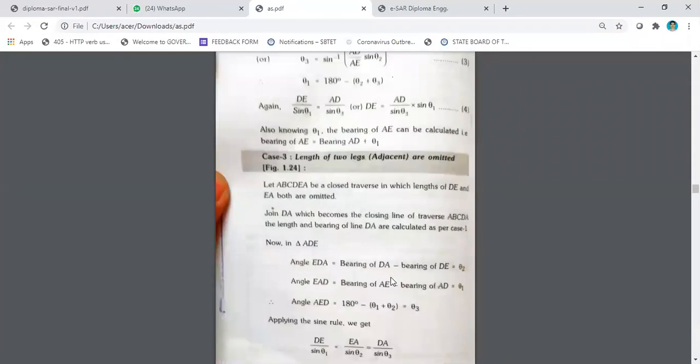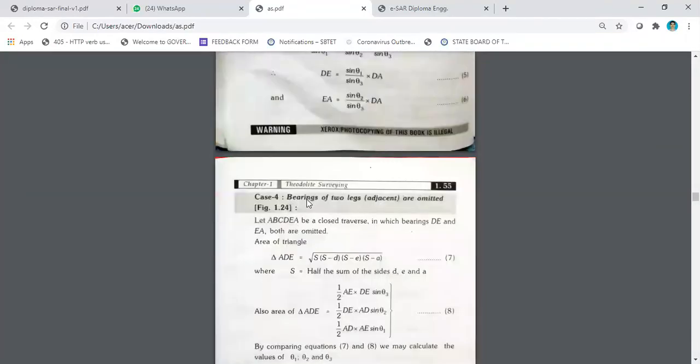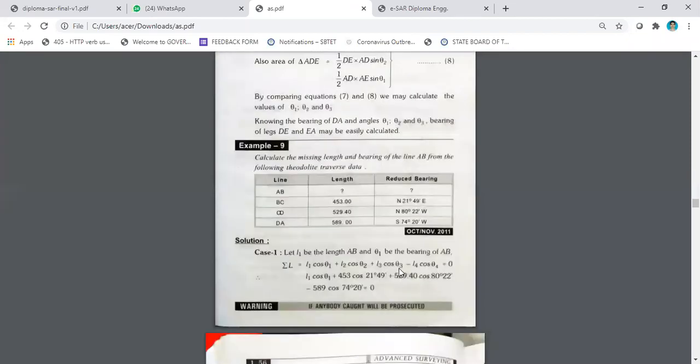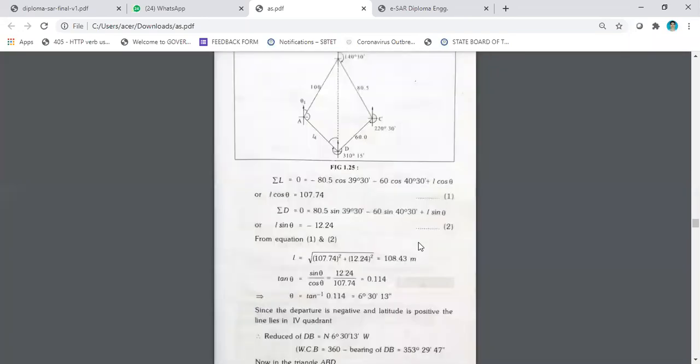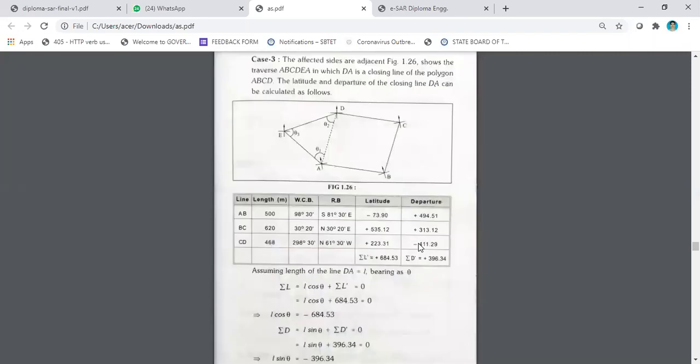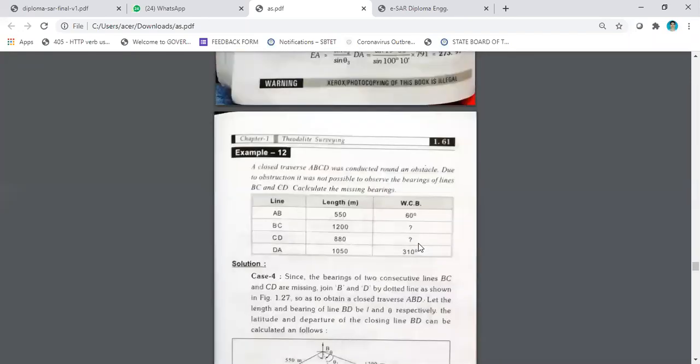Again we are going to use the same triangle and same diagram. Bearings of two legs, let us say adjacent, are omitted. Then how do you calculate the required angles? Let A, B, C, D, E, A be the closed traverse in which bearings of D and E are omitted. Then area of the triangle is equal to S into S minus D into S minus E into S minus A. I don't think this is required. Wait a minute. We'll go to the problem based on this, when two bearings are omitted.